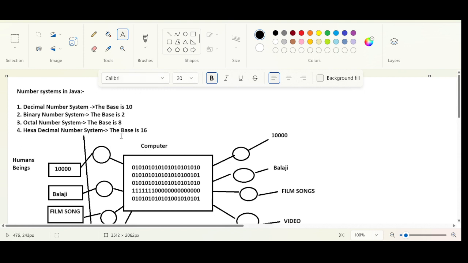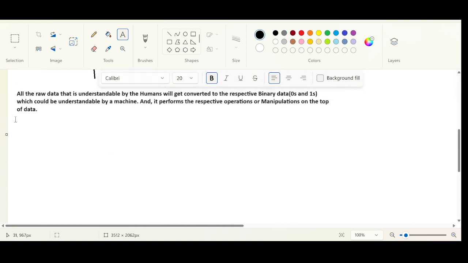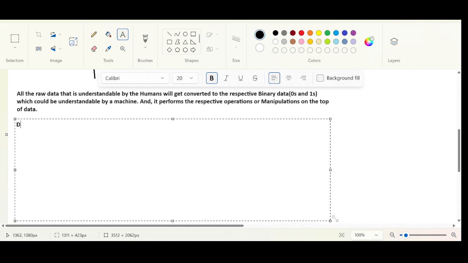Right? And I will keep it very slow, because this concept is not only related to Java, it is related to the computer world. Any programming language you take, not only Java, but Python, C#, C++, C, in each and every language, these number systems are very imperative to be understood. Right? So let us understand the decimal number system.